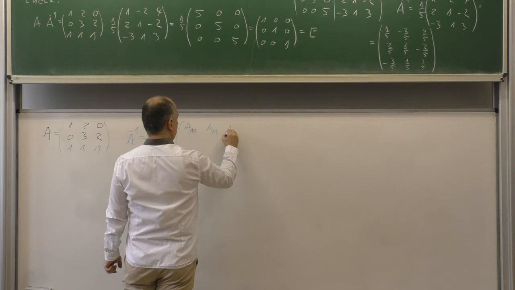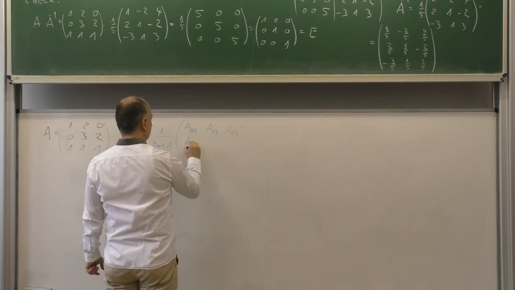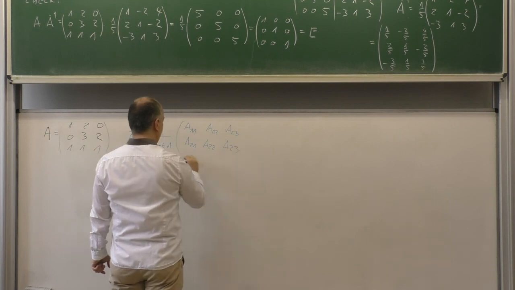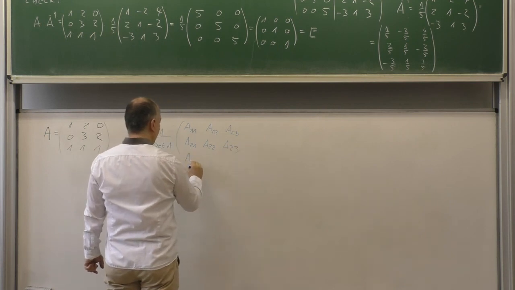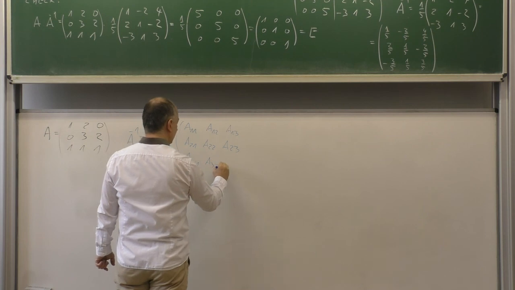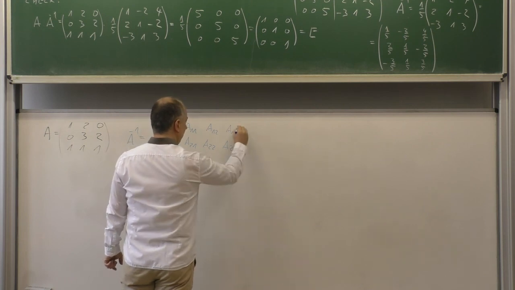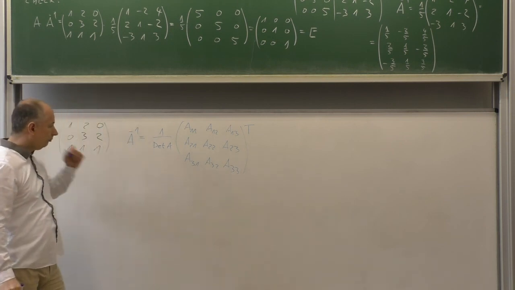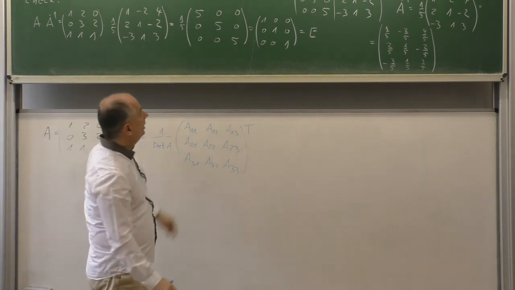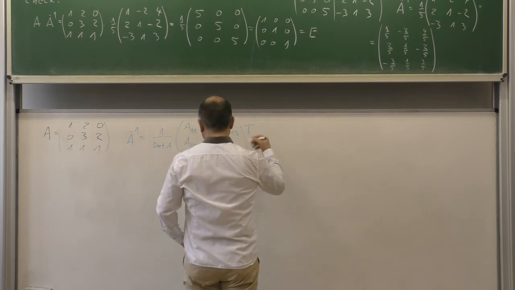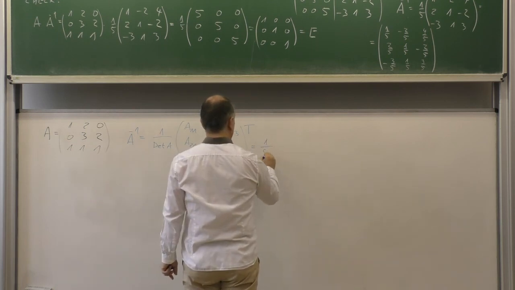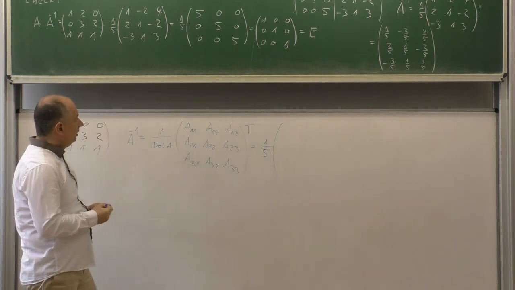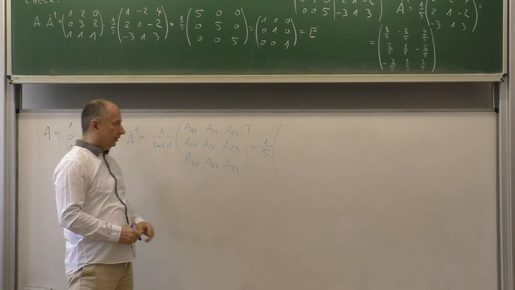A11, A12, A13, A21, A22, A23, and finally A31, A32, A33, and transpose of that. We have the determinant already. The determinant is 5, so the factor is 1 over 5. And now we want to evaluate these 9 cofactors.